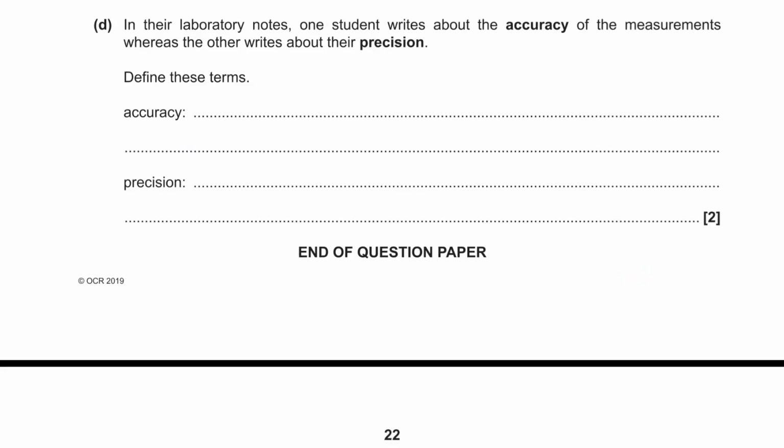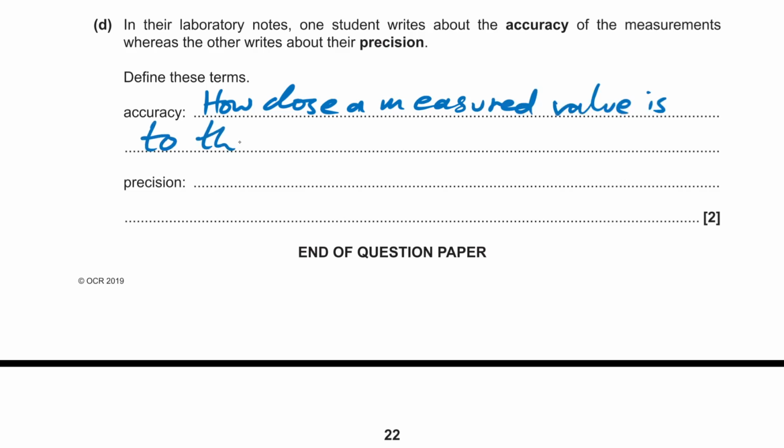Finally, part D. In their lab notes, one student writes about the accuracy of the measurements, whereas the other writes about their precision. Define these terms. Gosh, what a mean question, because they're so flipping subjective, because language is subjective, numbers aren't. So accuracy is how close a measured value is to the true value. That one's okay. We generally accept that.